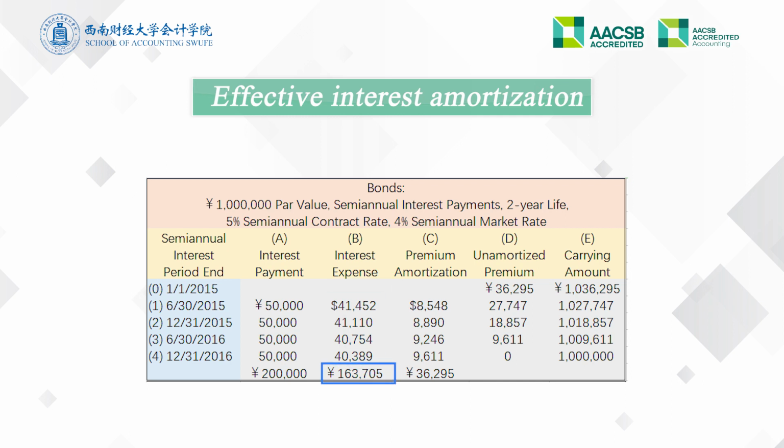Total bond interest expense is 163,705 yuan, which is calculated as subtracting 36,295 yuan premium from 200,000 interest payment. Over the 2 years, the unamortized premium gradually decreases to 0.